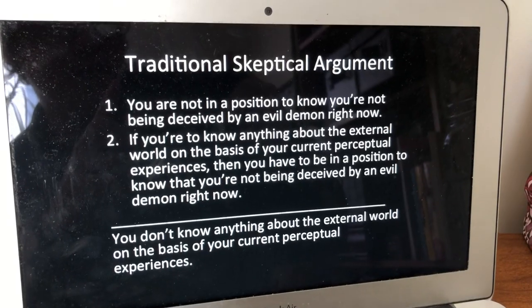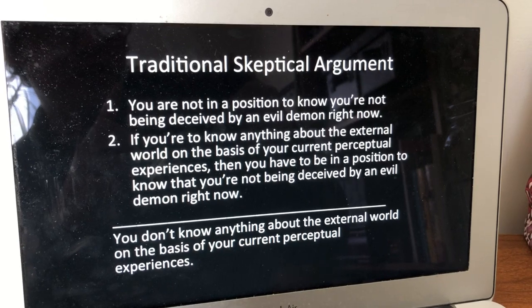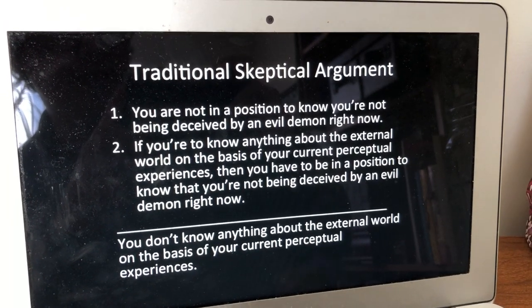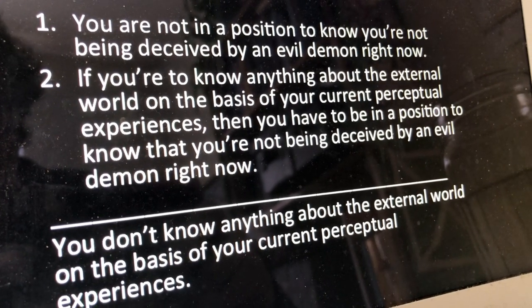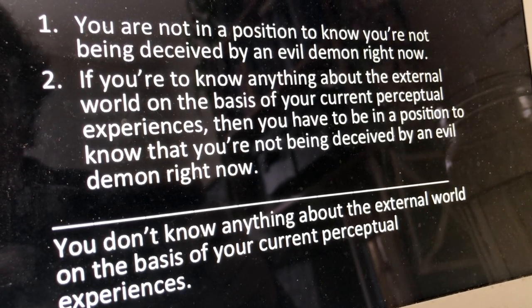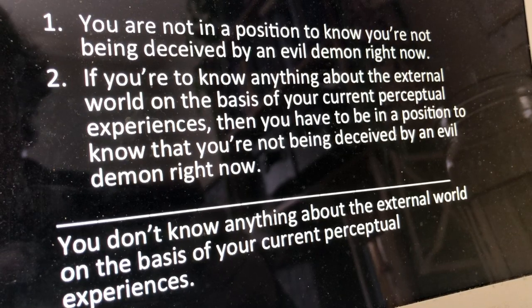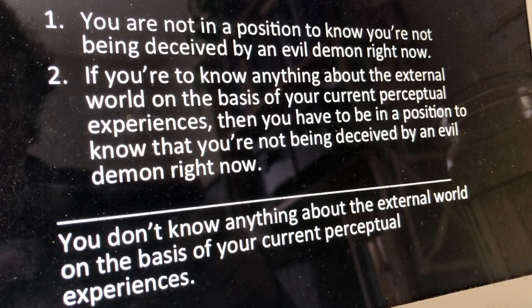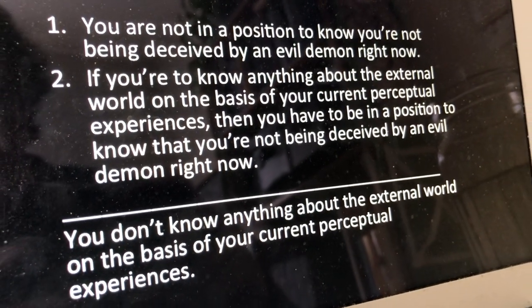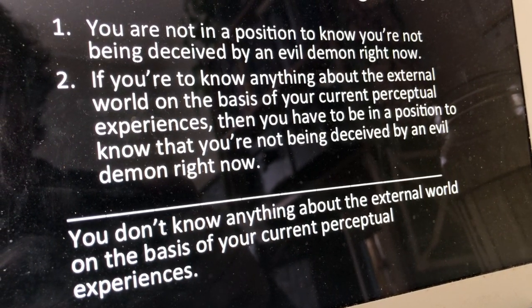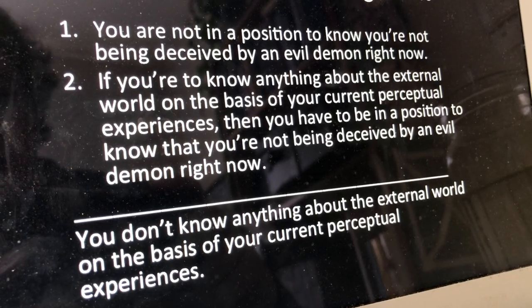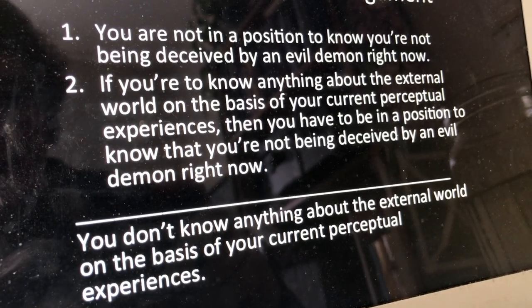The traditional argument, as he states it: the first premise is that you're not in a position to know that you're not being deceived by an evil demon right now. Premise 2: if you're to know anything about the external world on the basis of your current perceptual experiences, then you have to be in a position to know that you're not being deceived by an evil demon right now. So it follows from 1 and 2 that you don't know anything about the external world on the basis of your current perceptual experiences, including the proposition that you've got hands, that sort of stuff.